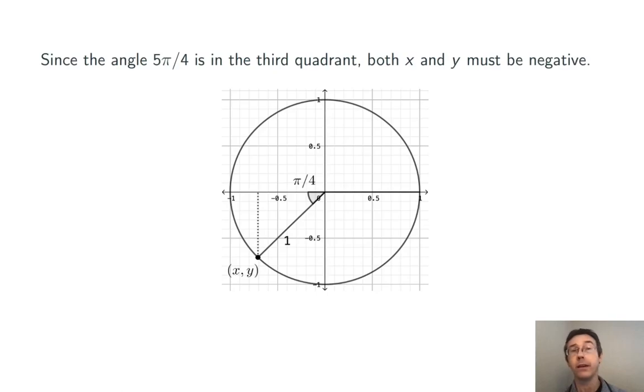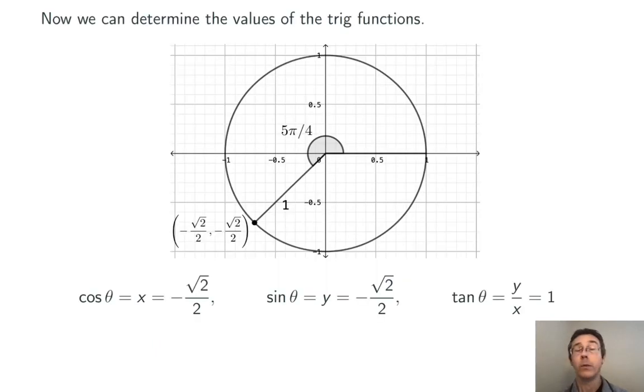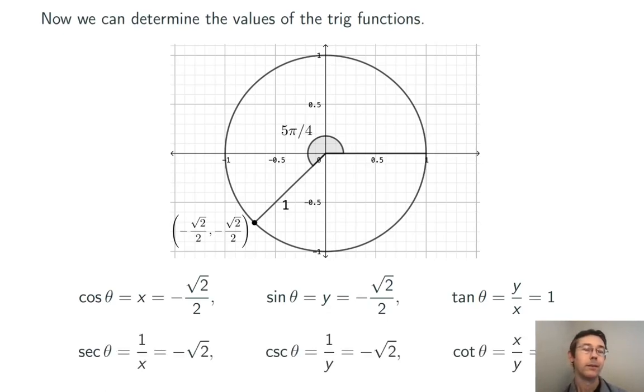Because this angle theta is in the third quadrant, both x and y have to be negative. So x is negative root 2 over 2, and y is negative root 2 over 2. Now we can use the definitions that we had a few slides ago to write down the values of the trig functions of 5 pi over 4. Cosine theta and sine theta for theta equals 5 pi over 4 are both negative root 2 over 2. Tangent theta is 1. Secant, cosecant, and cotangent theta for 5 pi over 4 are the reciprocals of those first 3.